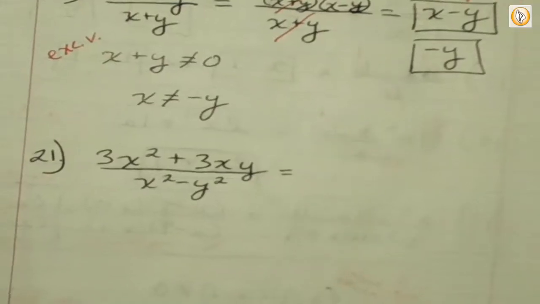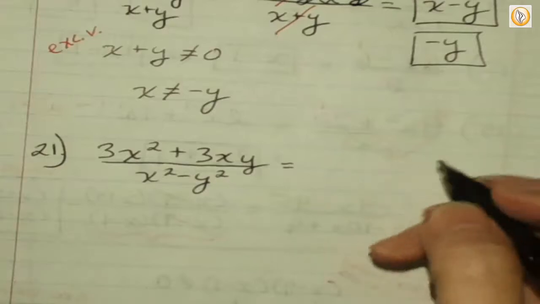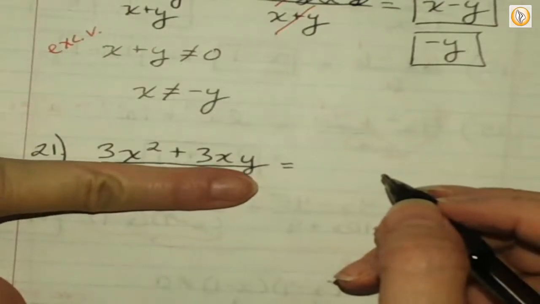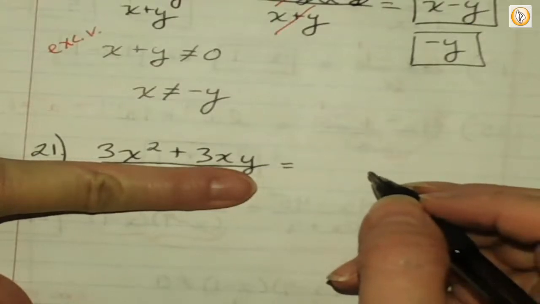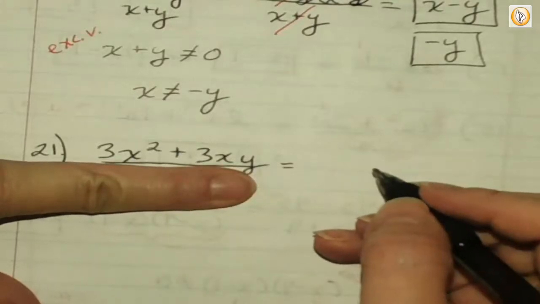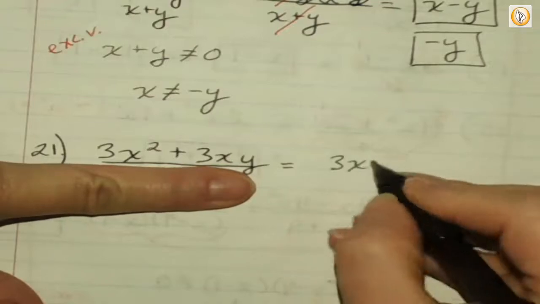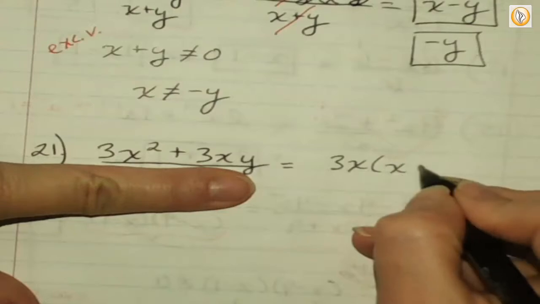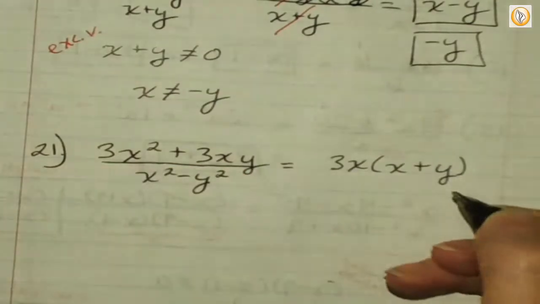Yeah, sure. All right. First, take out what they have in common. Because we got to simplify it. So what do each of these have in common? 3 and x. That's right. So we can take out the 3x. What am I left with? You're left with x plus y.